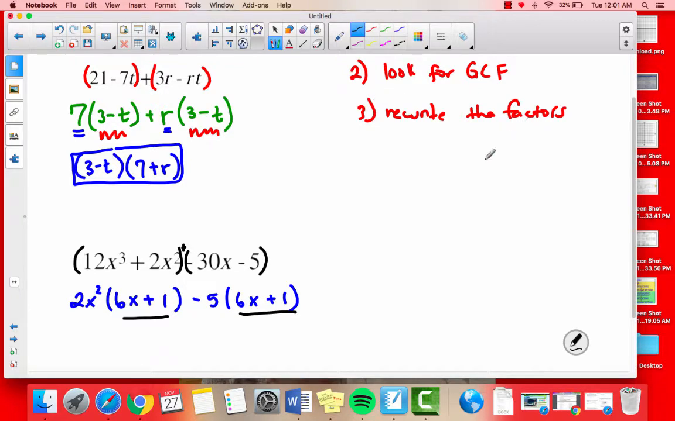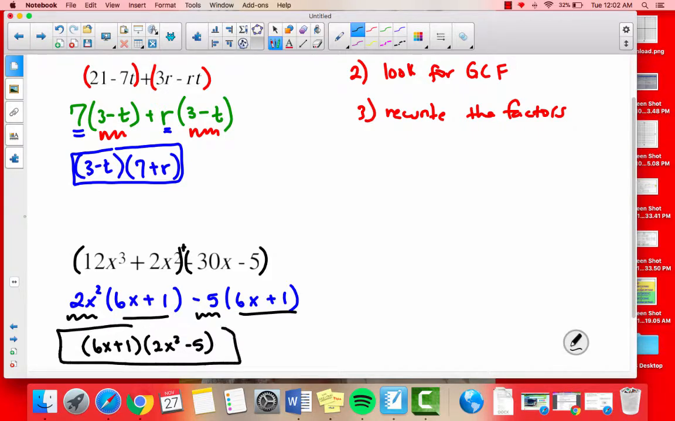So step 3 says rewrite your factors. I'm going to have 6x plus 1 in one factor, and then the outside parts go together: the 2x squared minus 5. And if I can't go any further, that's my final factors. So I factored by grouping, and that's it.